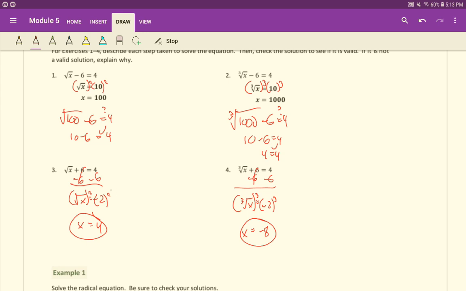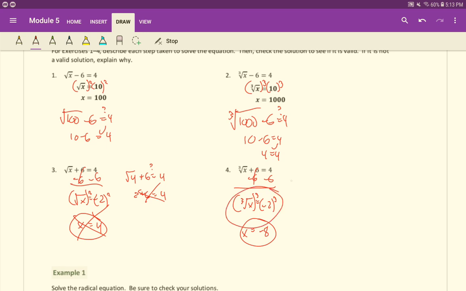Again, we should check these. So you can plug the 4 back in. It'll be root 4 plus 6 equals 4. Does it? So we get 2 plus 6 equals 4. And wait a minute, is that true? No, it's not. So this is not a solution. Okay, good to know.